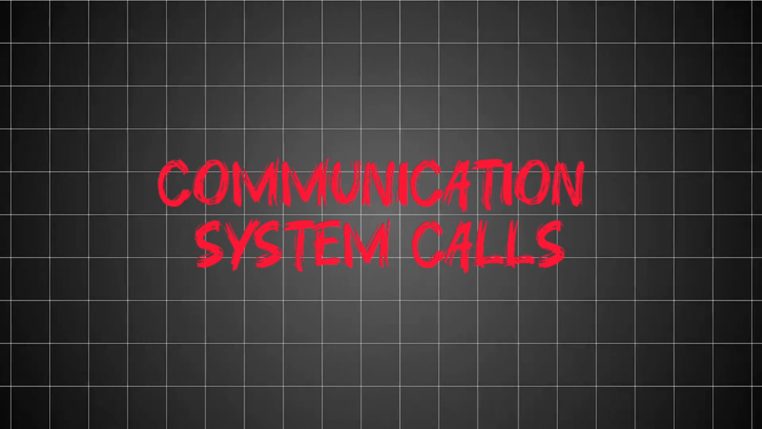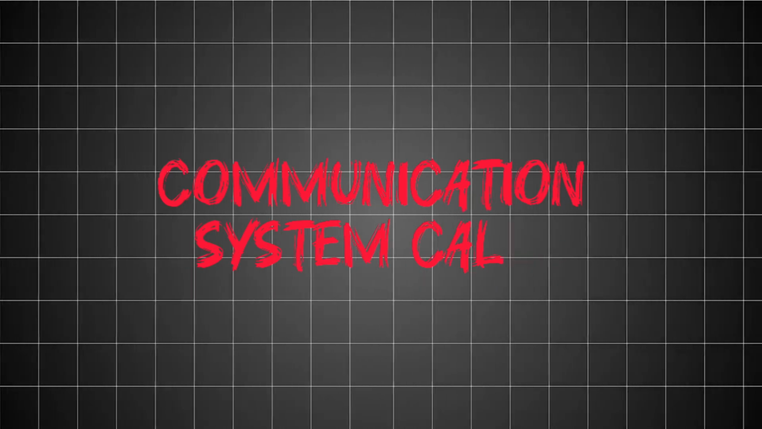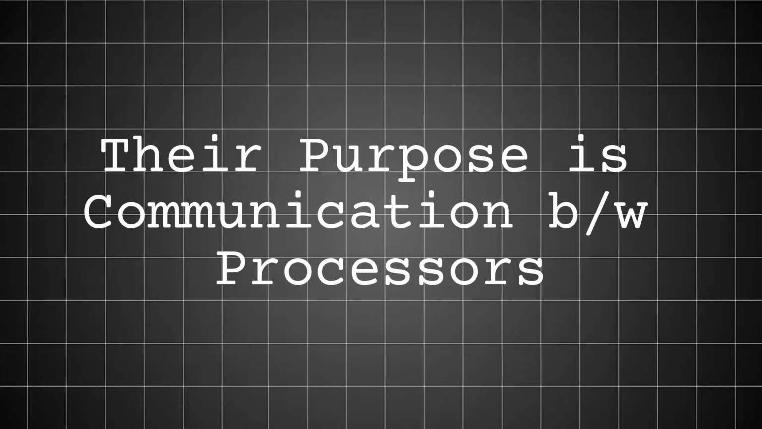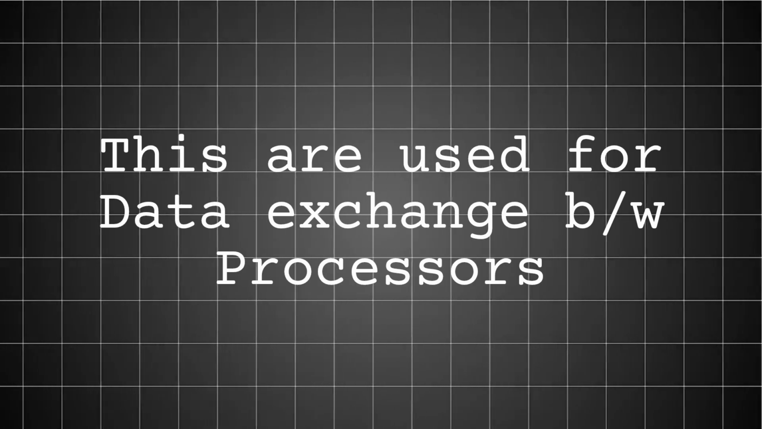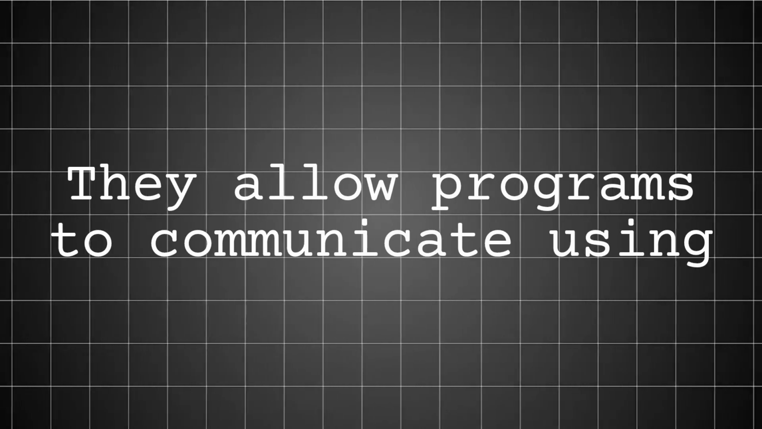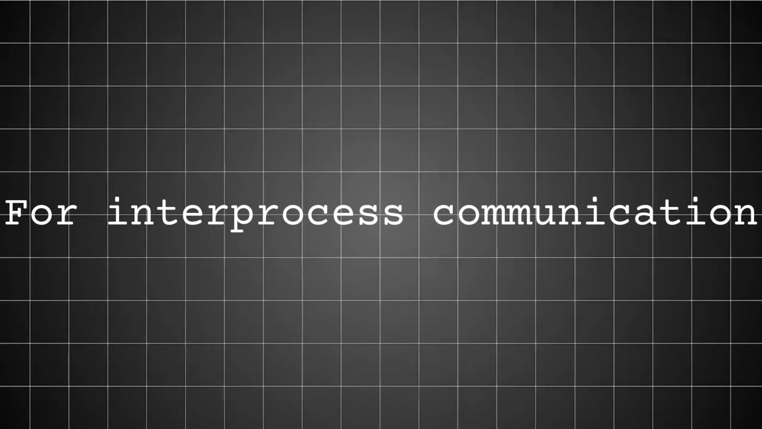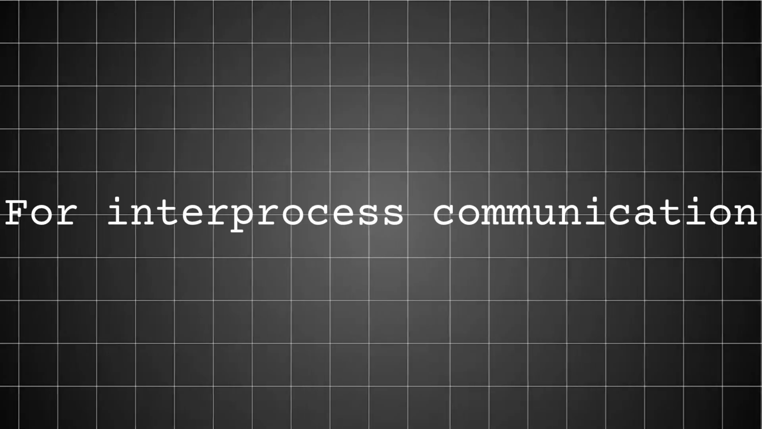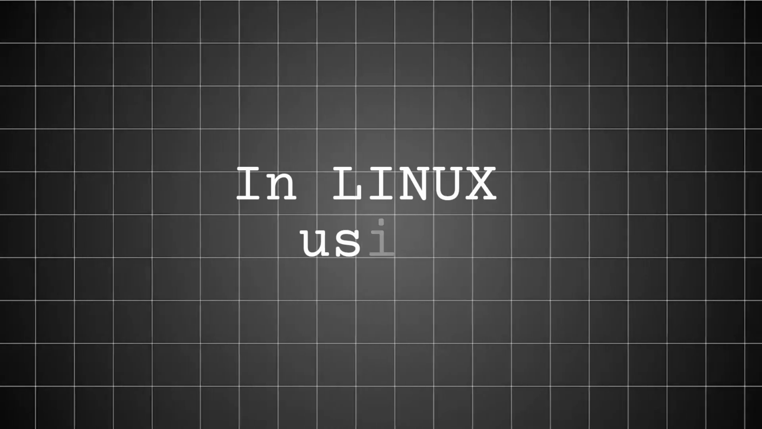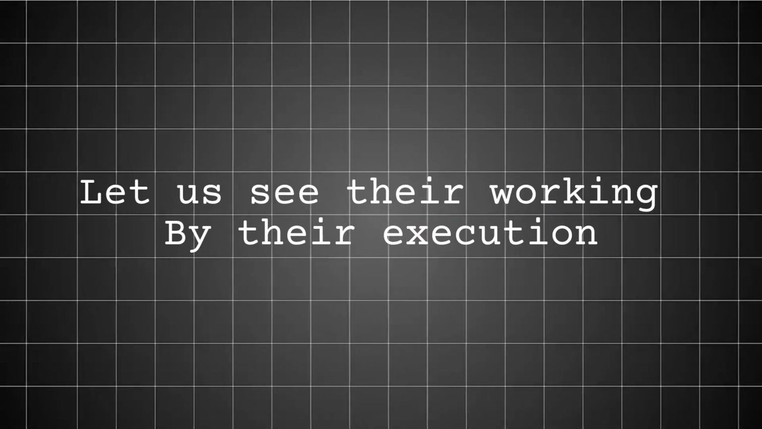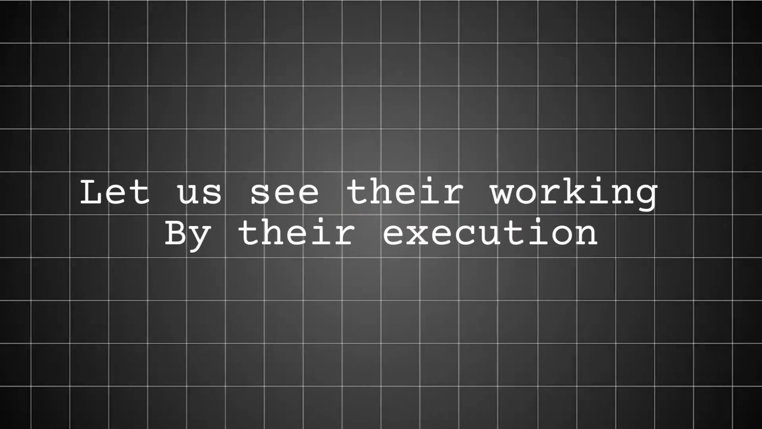And the fifth one, communication system calls. Their purpose is communication between processes. These are used for data exchange between processes. They allow programs to communicate using pipes, messages, or sockets. Communication system calls include pipe, socket, send, and receive for inter-process communication. These programs demonstrate IPC mechanisms in Linux using pipes and sockets. Let us see their working by execution.